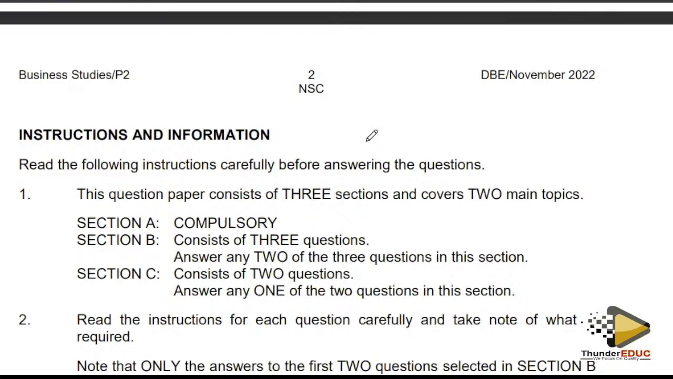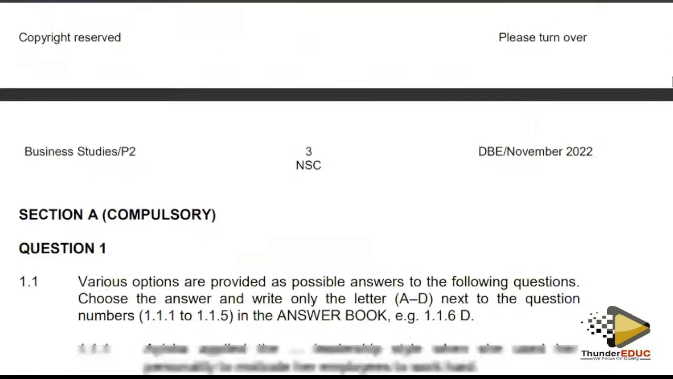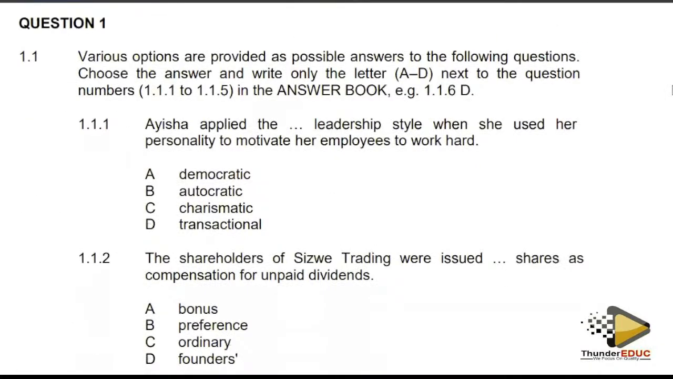Right. So now, moving on to the first question. Question one is as follows. Various options are provided as possible answers to the following questions. Choose the answer and write only the letter A to D next to the question numbers. So in brackets, you are given a set of questions 1.1.1 to 1.1.5, and the expectation is to write the answers in your answer book provided. Okay, right. So now 1.1.1 is as follows. Aisha applied the leader's style when she used her personality to motivate employees to work hard.